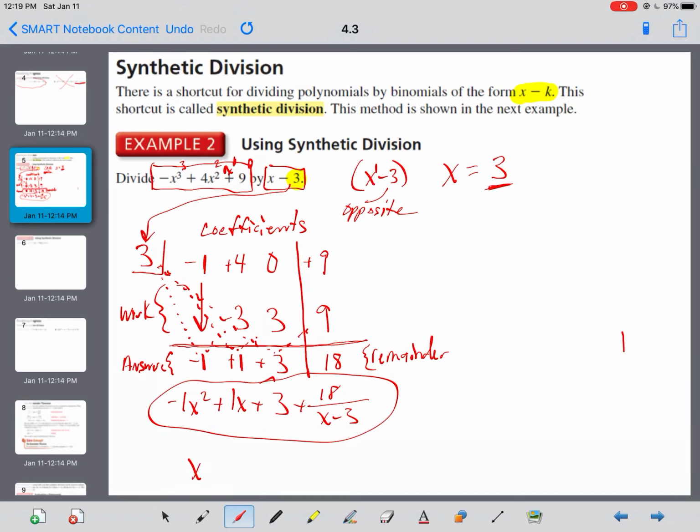Now, you don't have to write the ones on there. If you wrote x squared plus x plus 3 plus 18 divided by x minus 3, that would be fine as well. You don't have to write the ones. Of course, that should be a negative x. Okay, make sure you carry the negative with it. You could even just write them in right there, and then you could throw the remainder on at the end. Whatever makes you happy, okay?